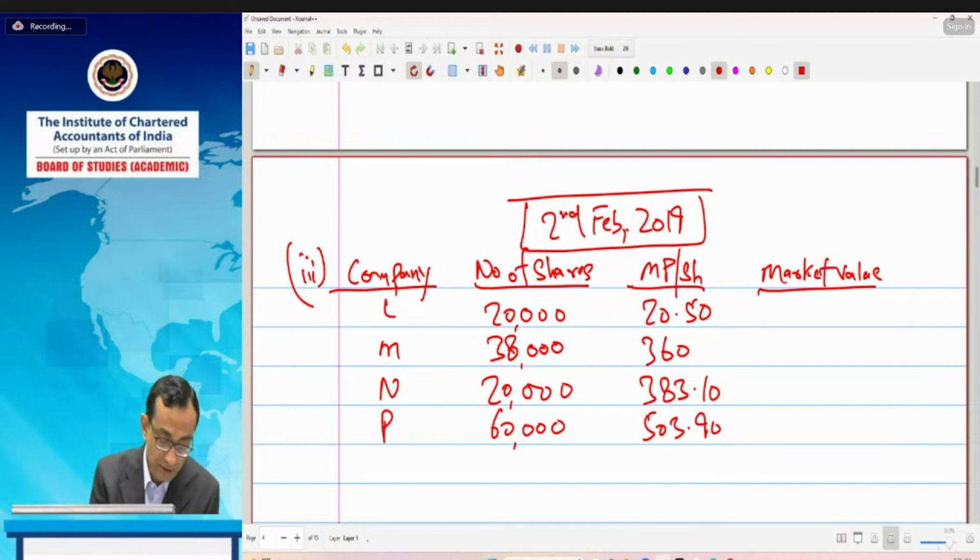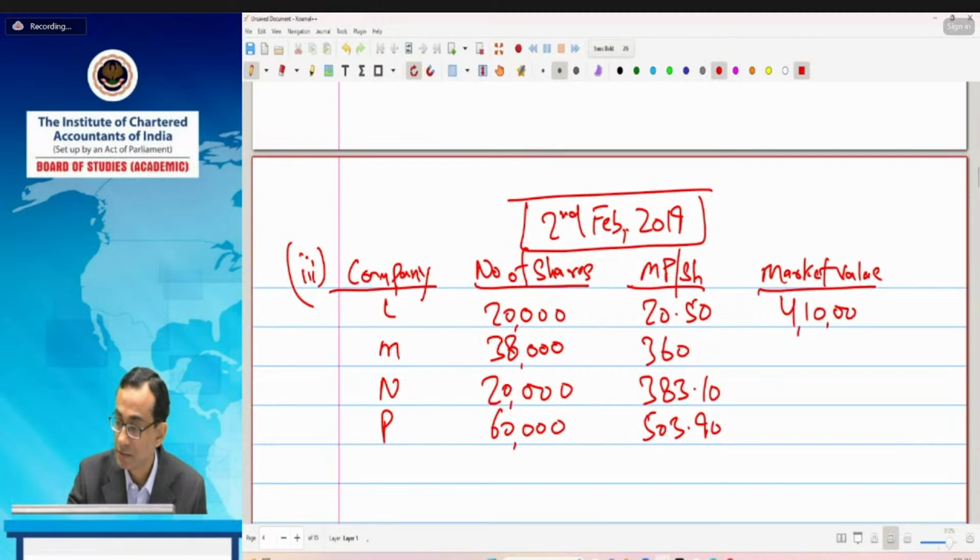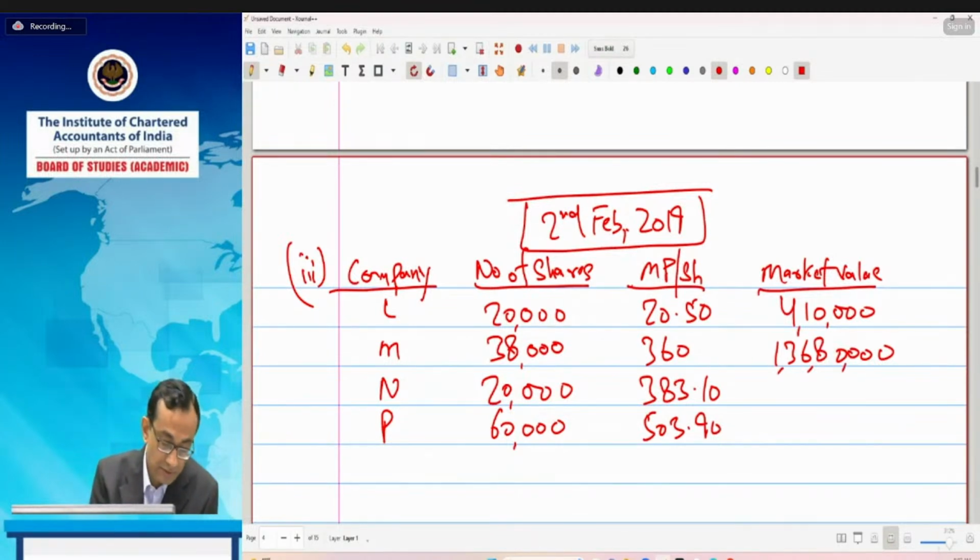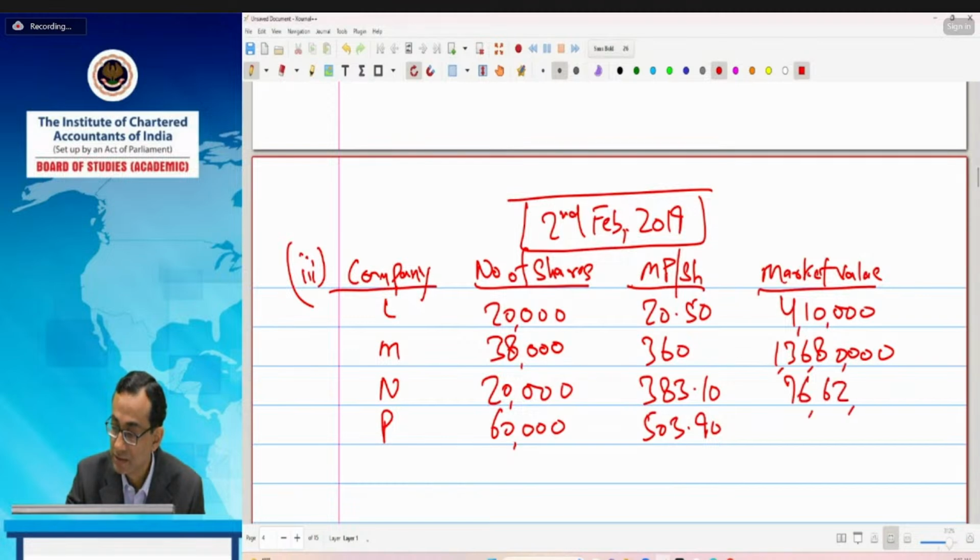Let us calculate it. 20,000 multiplied by 20.5 is 4,10,000. 38,000 multiplied by 360 is 1368, that is 1 crore 36 lakh 80,000. Now 20,000 multiplied by 383.1 is coming to 76 lakh 62,000.